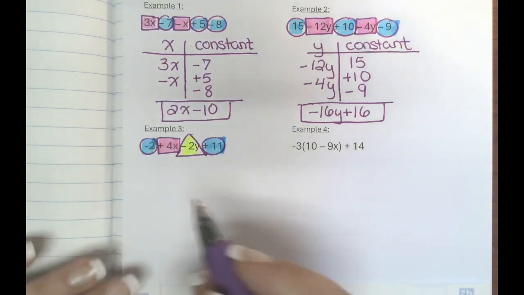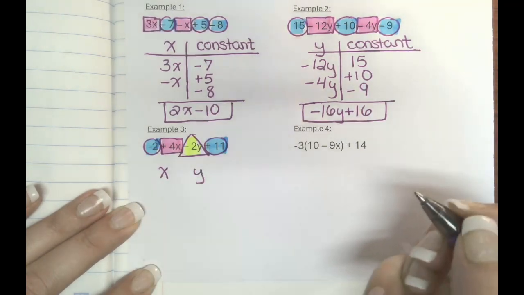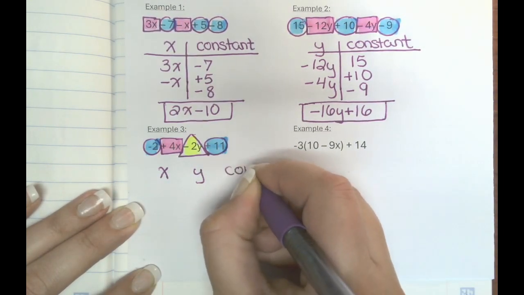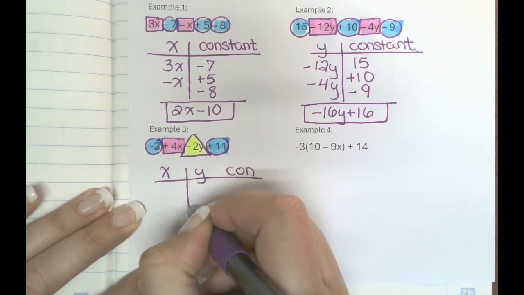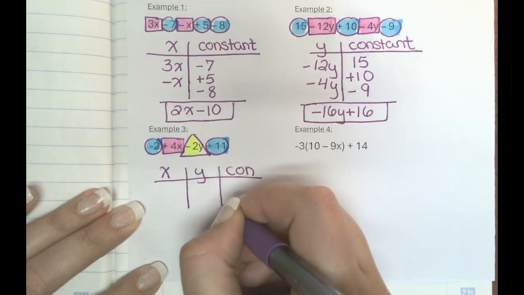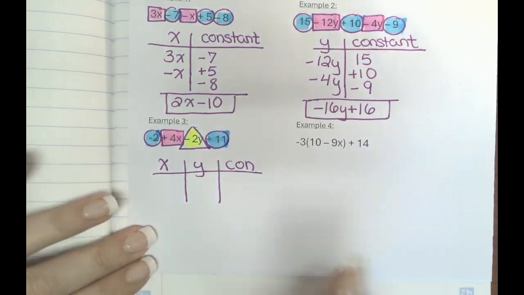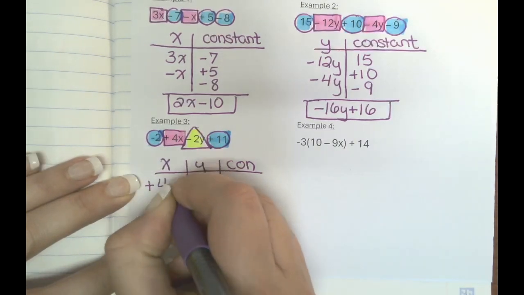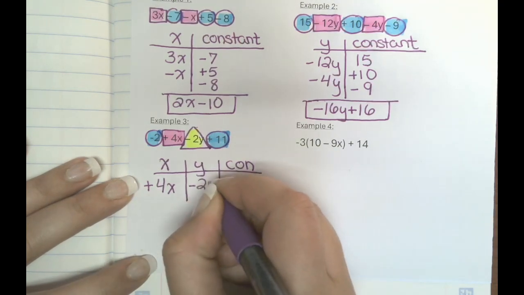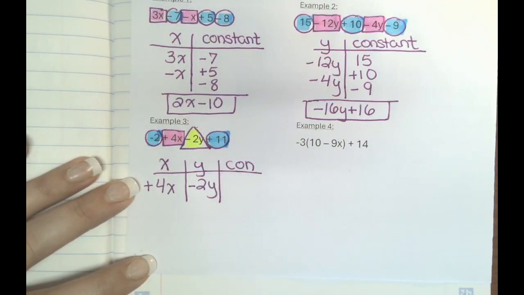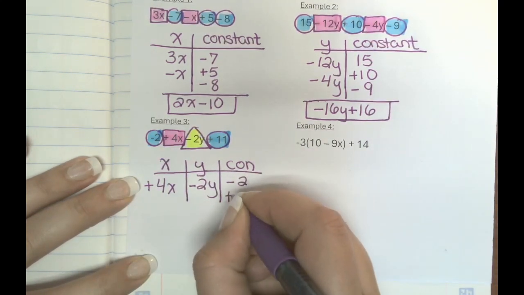So here's our 3 families we're going to have. We're going to have our X family. We're going to have our Y family. And I'm going to abbreviate here. But we're going to have our constant family as well. So you just have more columns in your table here. So my X family, I just have the positive 4x, and that's it. My Y family, I have the negative 2y, and that's it. For my constant family, I have negative 2, and I have positive 11.